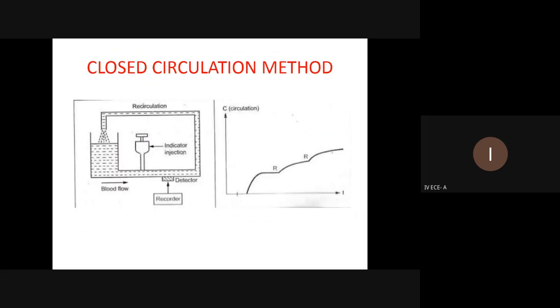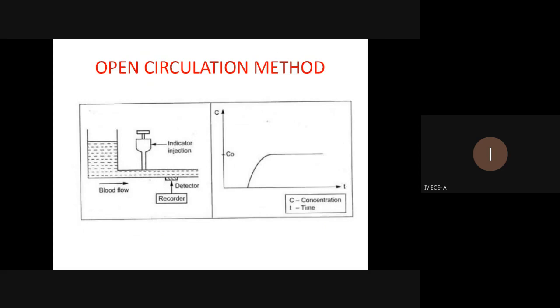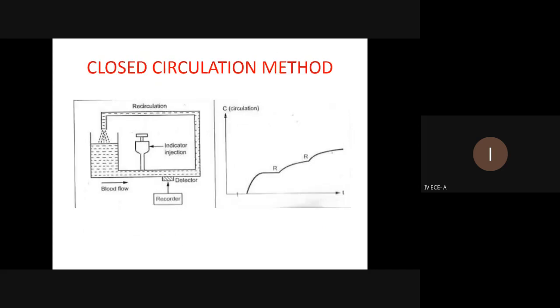There are two types. One is the open circulation method, where recirculation is not considered. In the closed circulation method, recirculation is considered. This is the main difference between the circulation methods. Here the rate of flow, in liters per minute, equals 1 milligram per minute divided by milligrams per liter, that is c naught. It is always measured by 1 milligram per minute.